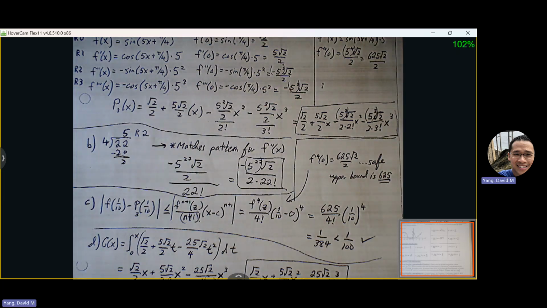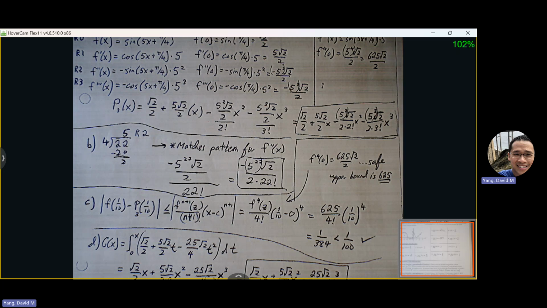So we know that with Lagrange error bounds, we can look at the first unused term, or we can go through our formula, right? f^(n+1), max out that value. So the fourth derivative, evaluated at z, over 4 factorial. My c is 0, my x is 1/10. And how can I max out that fourth derivative? I know that with sine and cosine, I just have to look at my fourth derivative, evaluate it at 0, which is 625 over root 2.